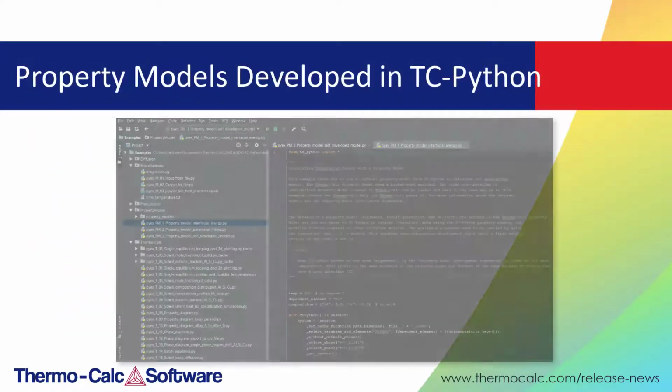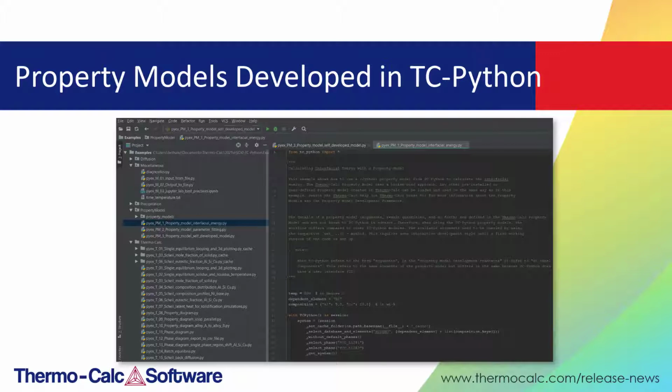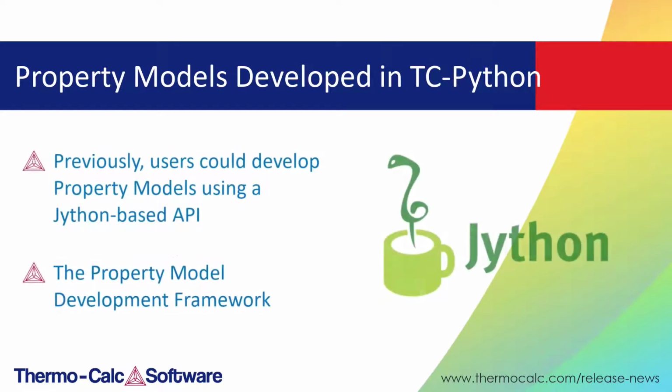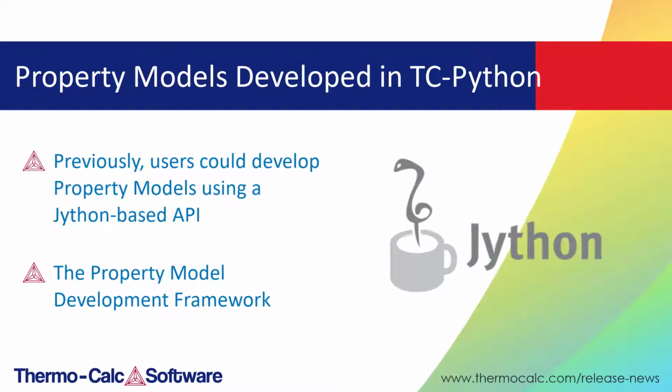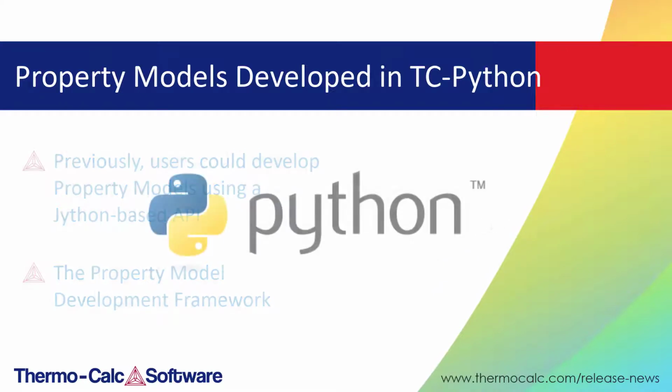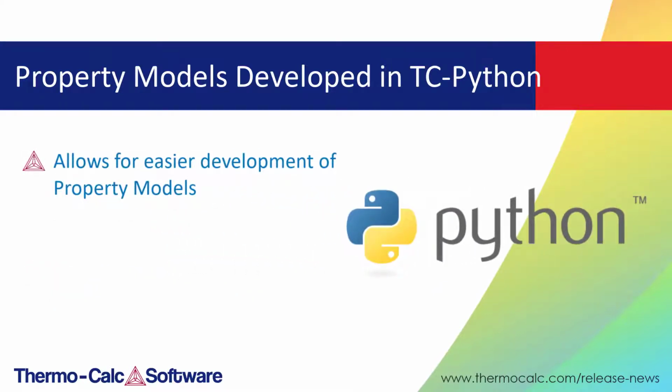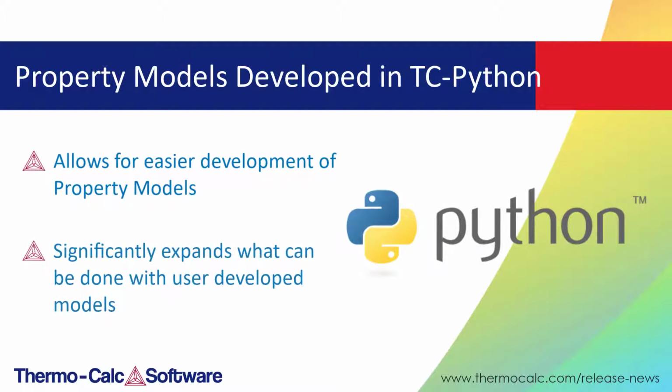ThermoCalc 2021A introduces a new way for users to develop property models using TCPython. Previously, users could develop property models using a Jython-based API called the Property Model Development Framework. But Jython is no longer being supported, so we are introducing a new framework. This new system allows for easier development of property models and significantly expands what can be done with user-developed models.